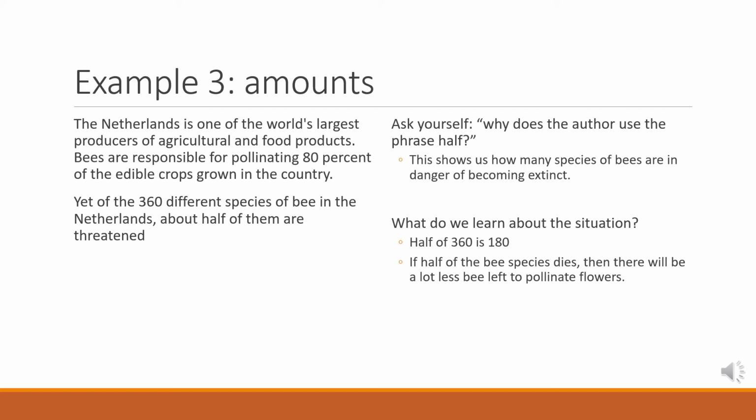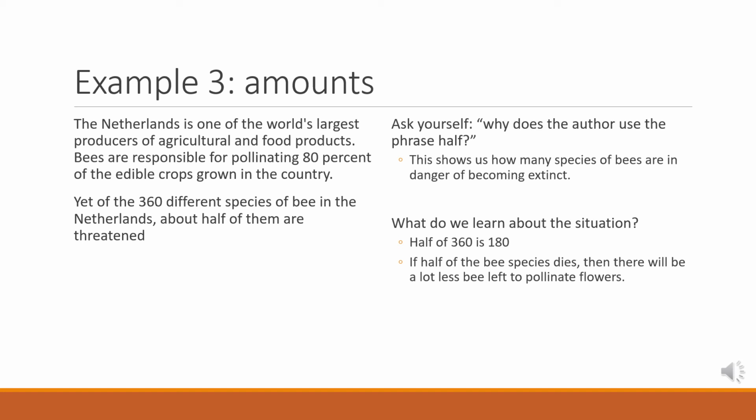The Netherlands is one of the world's largest producers of agricultural and food products. Bees are responsible for pollinating 80% of the edible crops grown in the country. Yet, of the 360 different species of bee in the Netherlands, about half of them are threatened.